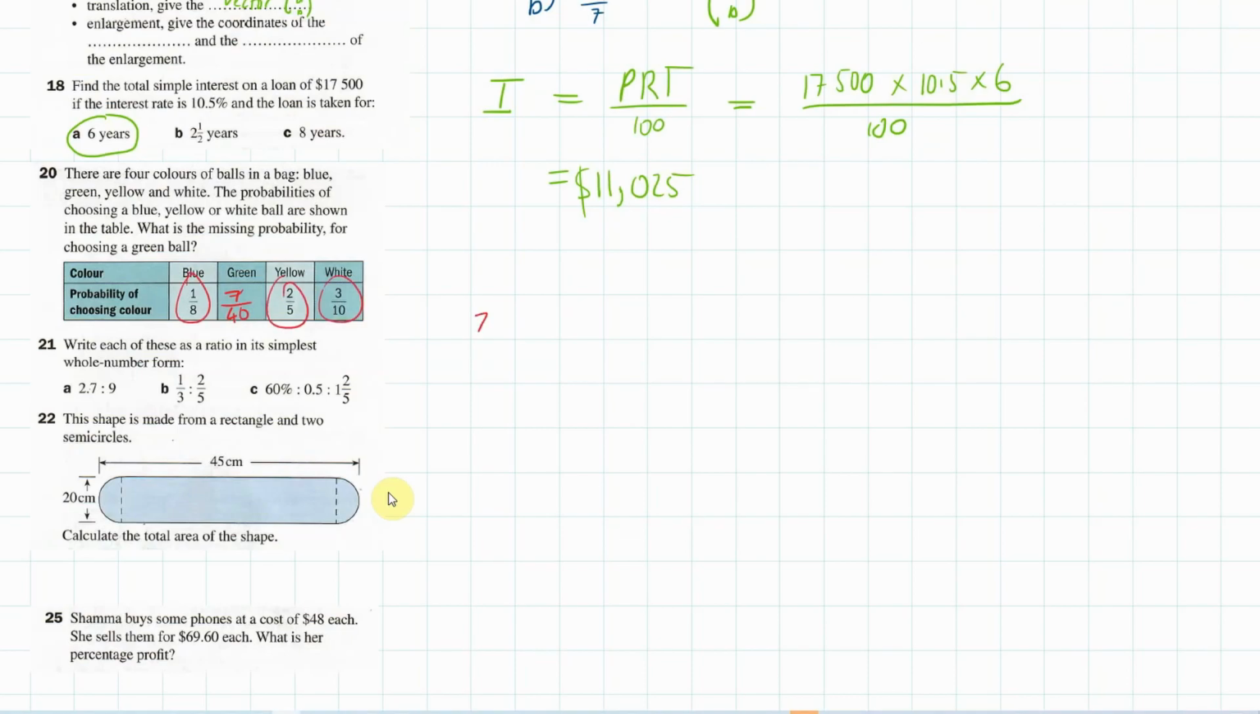Okay, for number 21, let me see what looks like it could be the hardest one. I'm going to do 21B. We want the whole number form. So we've got 1/3 to 2/5. And I can see, why don't I just times everything by 15? Because if I times the first one by 15, it'll become 15 over 3, and if I times the second one, it'll become 30 over... Oh, sorry, that's not entirely what I meant.